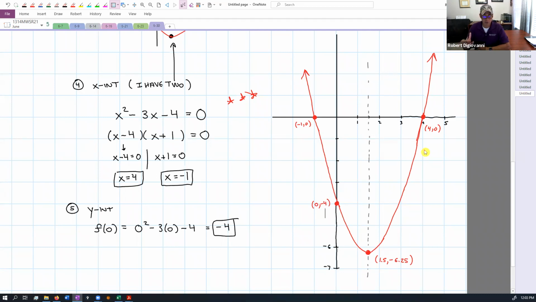Another thing to point out: do you see down here towards the bottom where the vertex is? Do you see how it's curved down there? Do not make it a sharp corner. It's not a V, it's a U. So when you draw it, make sure you have curvature down there. I will take off points if you draw something like this.